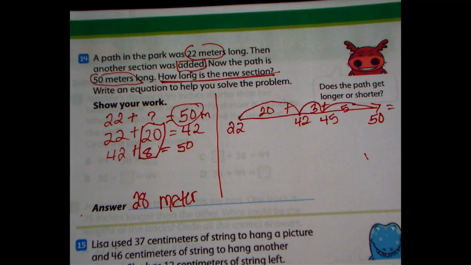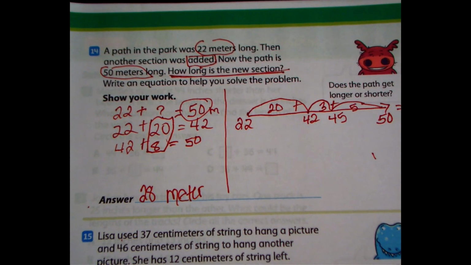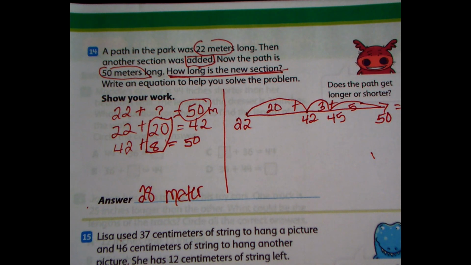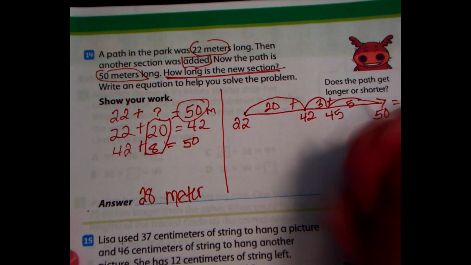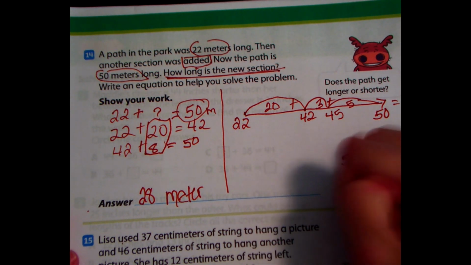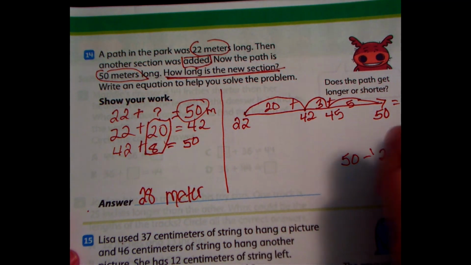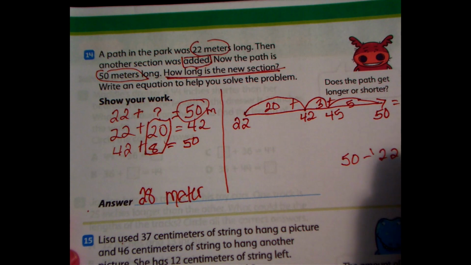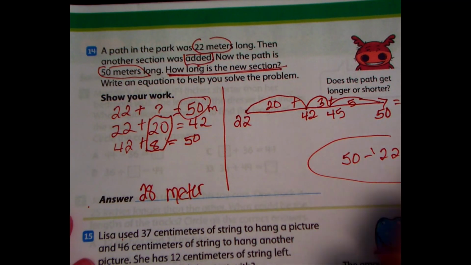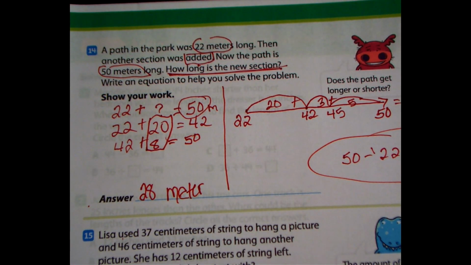Okay, you can also use the add-on method, the number line. You could use base 10 blocks to solve the equation. You even could have switched it around and did a subtraction problem. You could have solved 50 minus 22 equals question mark. That also is another way to solve the problem, is to switch it into a subtraction problem and solve.